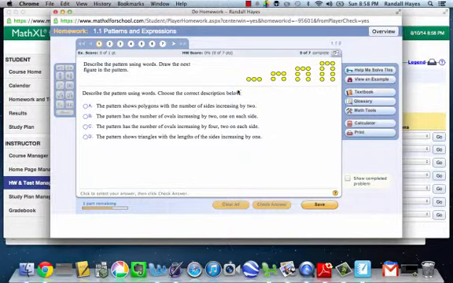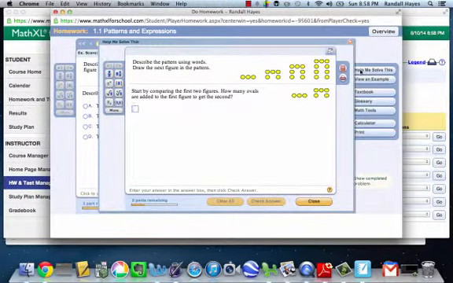So if you look at that question, it says describe the pattern using words, draw the next figure in the pattern. Say I'm confused on this and I really don't know what to do and I'm not sure where to go from here. So we'll try to look at some of these options that I have. I can click on this option, which is help me solve this.